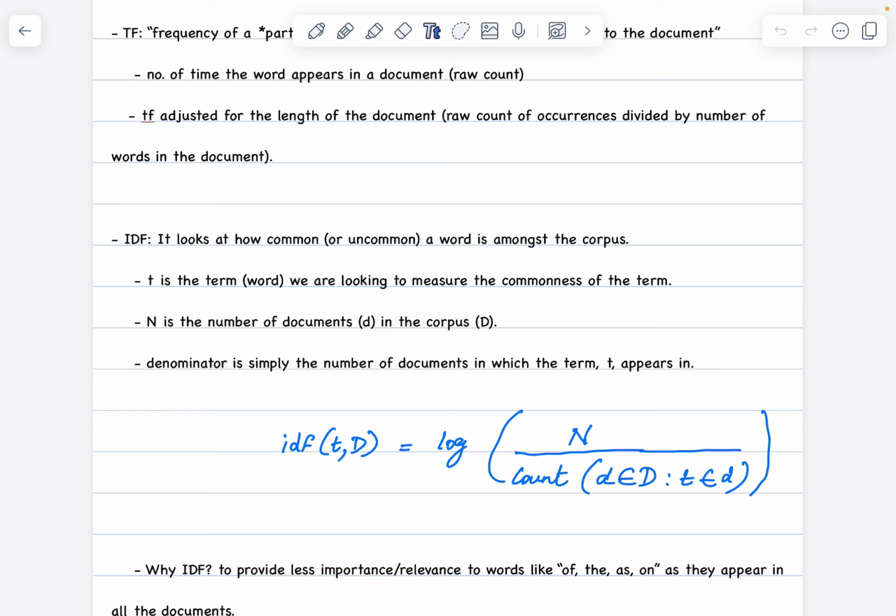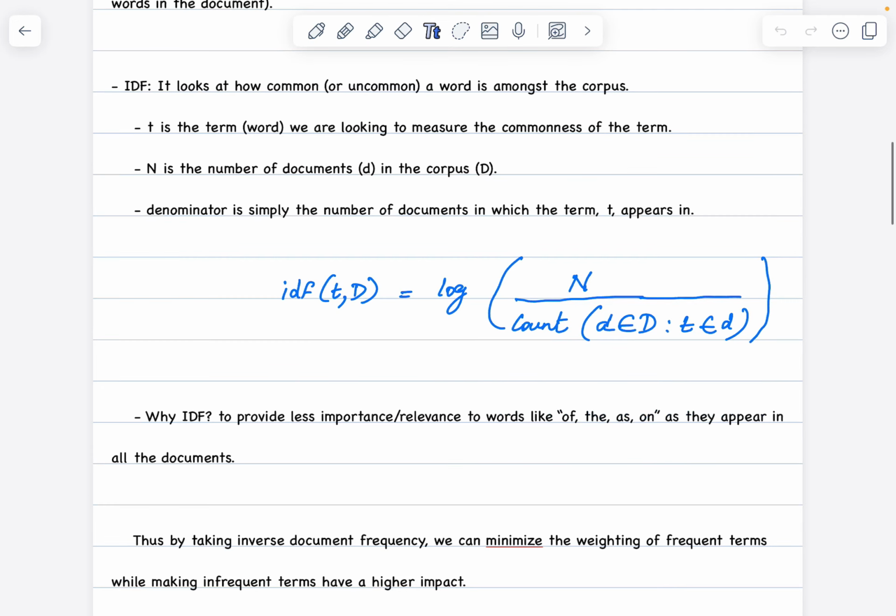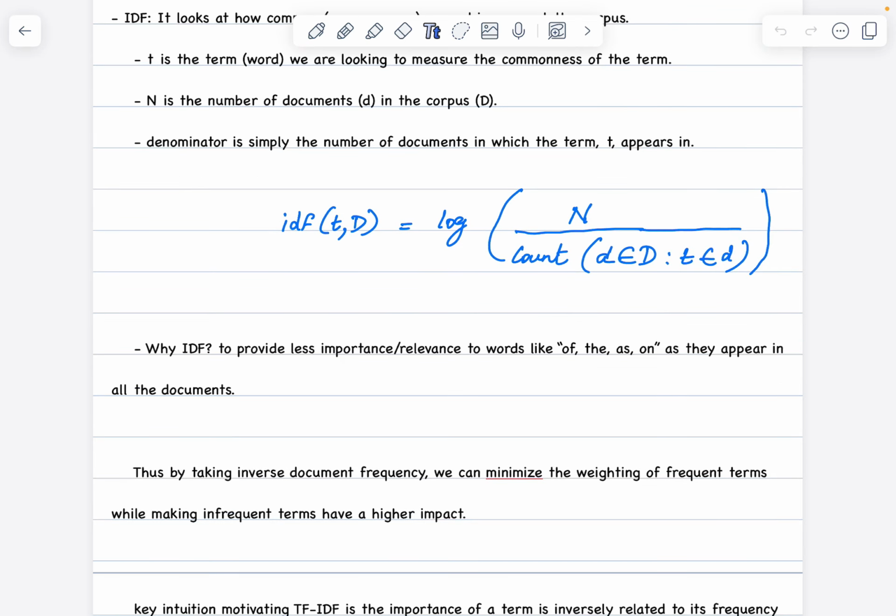So it tells you for a specific term how commonly it occurs across all the documents. IDF provides less importance or relevance to words like of, the, as, on, is. These are what we call stop words in NLP, as they appear in all the documents. So you want to provide less weight to these kinds of words. That's why we bring in something called IDF.